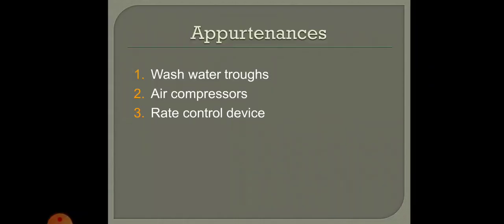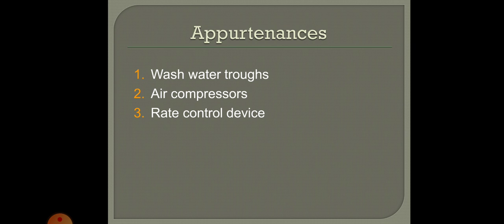Then coming to the next, that is the air compressor. Air compressors are actually used to supply air for agitating the sand grains during the washing of the filters. Again, during the backwashing process, the sand has to be agitated so that the particles held between the sand particles are removed. So air compressors are used to supply air for agitating the sand during the washing of the filters.